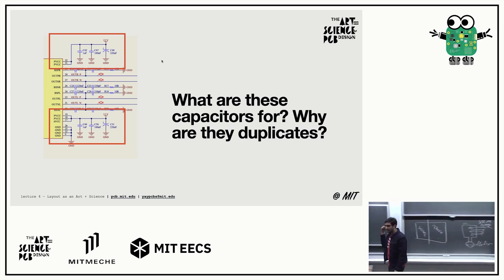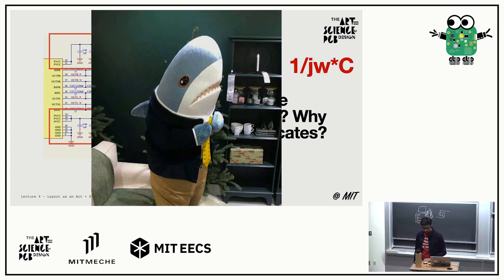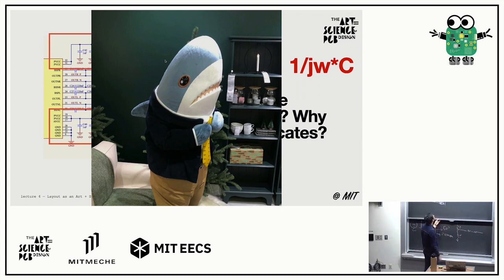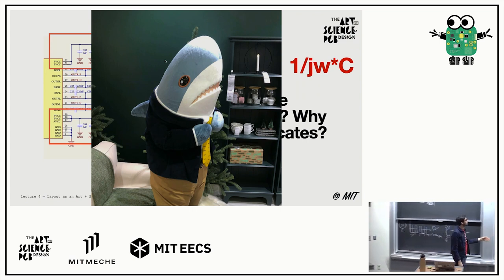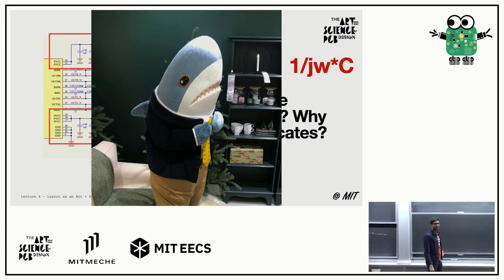These are called bypass capacitors. And I'm going to explain this concept using our favorite IKEA shark. Bear with me, it will make sense. You get enough math in 6002. Let's do something that's not math and is conceptual.